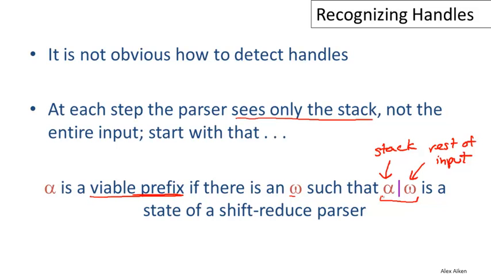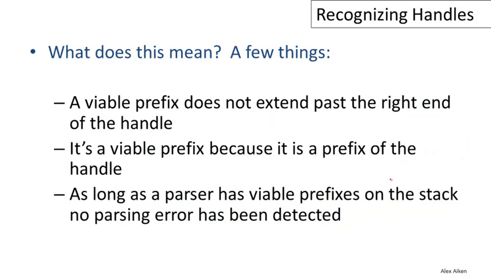And what does that mean? That means the parser knows alpha. It doesn't know much of omega. It can do some lookahead. It can look at a small prefix of omega, usually just one token. But it certainly doesn't know the whole thing. So what does a viable prefix mean? Well, a viable prefix is a string that does not extend past the right end of the handle. And the reason we call it a viable prefix is because it is a prefix of the handle. So as long as the parser has viable prefixes on the stack, no parsing error has been detected.